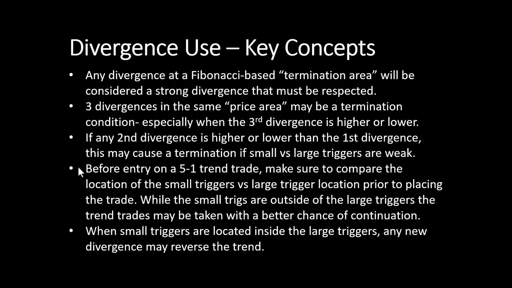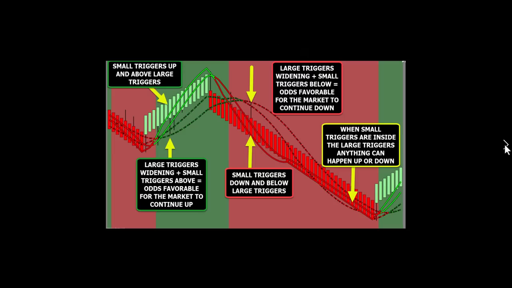Before you actually enter a 5-1 trend trade, we're going to do comparisons of the small versus large trigger line locations. Whenever the small triggers are outside the large triggers, we're going to be able to take trades even though there's divergence on the pivot, and we'll take a look at a lot of pictures of this example. And then when the small triggers are inside of the large triggers, a divergence may reverse the trend.